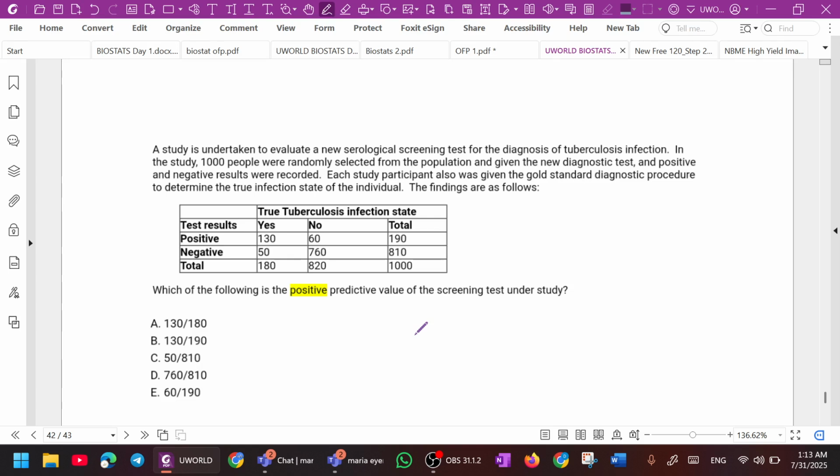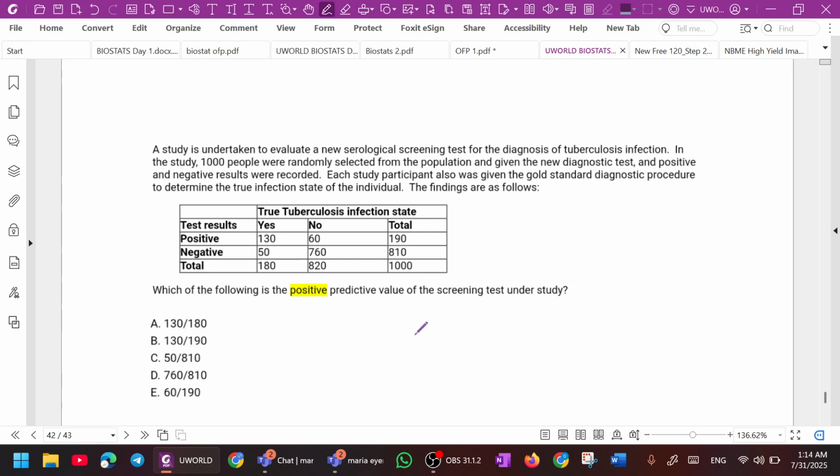Oh, positive predictive value. Hmm. Positive predictive value of screening under this study. Which of the positive predictive value? Okay, a study was undertaken to evaluate a new serological screening test for the diagnosis of tuberculosis infection. In this study, 1,000 people were randomly selected from the population and given the new diagnostic test, with a positive or negative test result.